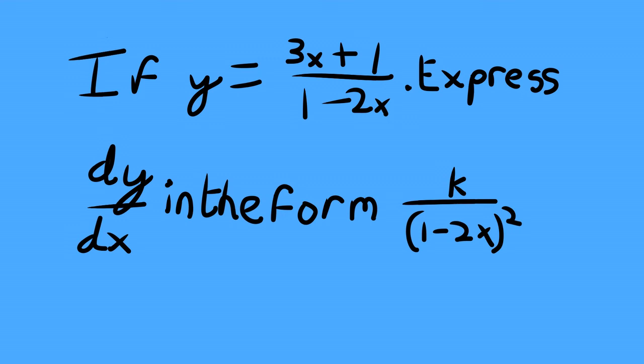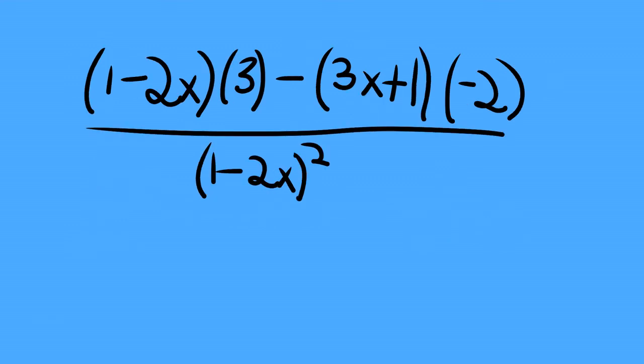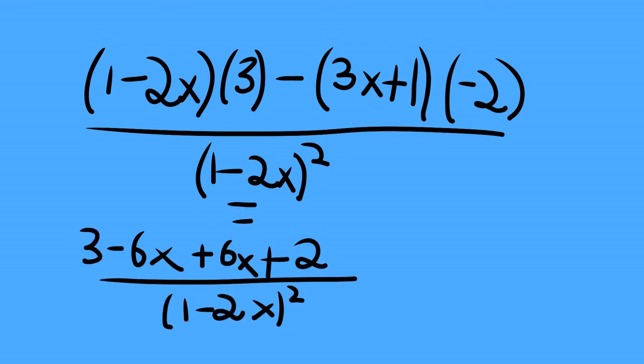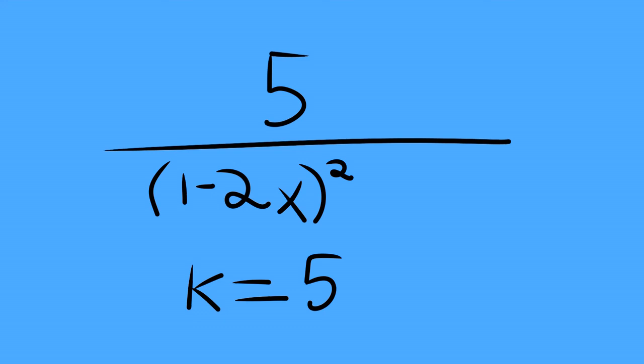So let's look at a real question example. If y is equal to 3x plus 1 over 1 minus 2x, express dy/dx in the form k over 1 minus 2x squared. Notice that the bottom's already in the form we need it in, so we don't even need to worry about that. So when you take the derivative, it's the bottom times the derivative of the top minus the top times the derivative of the bottom. So you've got 1 minus 2x times 3 minus 3x plus 1 times minus 2. Add like terms and you find that k is equal to 5.